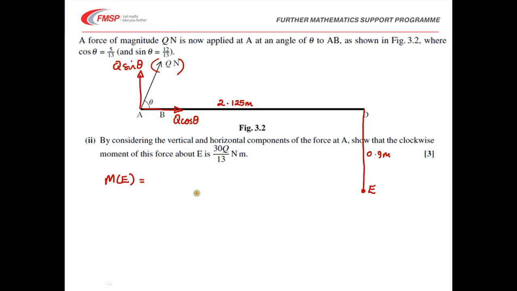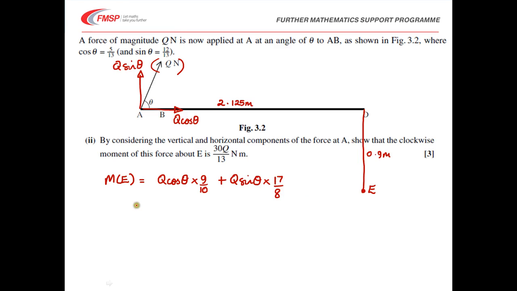So my total moment about E is going to be equal to, and I'm going to take this in a clockwise direction, Q cosine theta has a perpendicular distance of 0.9 meters from the pivot, so it's going to be Q cos theta multiplied by, I'm going to write it as 9 over 10, so I've got a fraction I can simplify, and we're going to add to that the clockwise component of the Q sine theta component, and the distance of that from the axis is the 2.125. 0.125 is an eighth, so this is 2 1/8, which I make 17 over 8, as our fraction version of that distance.